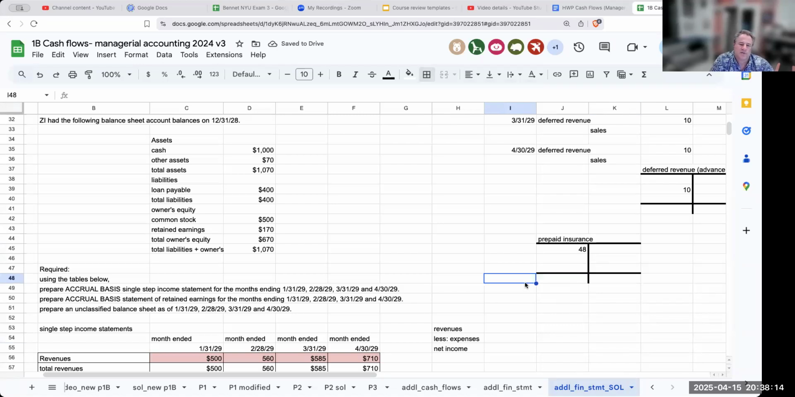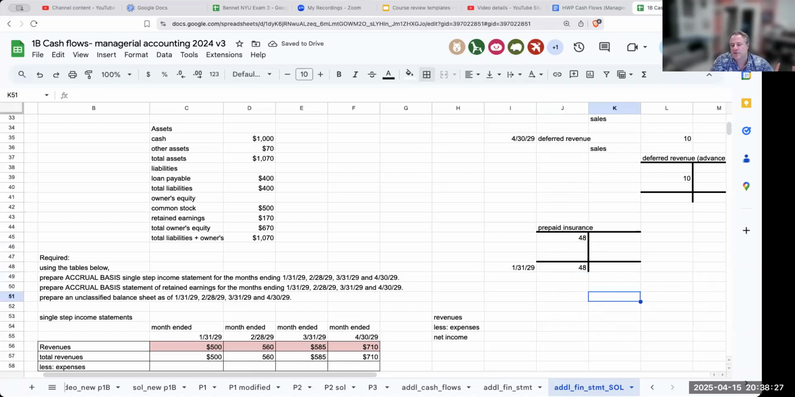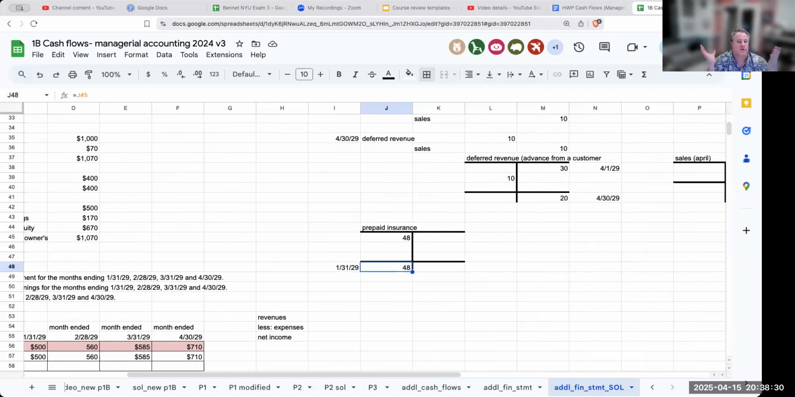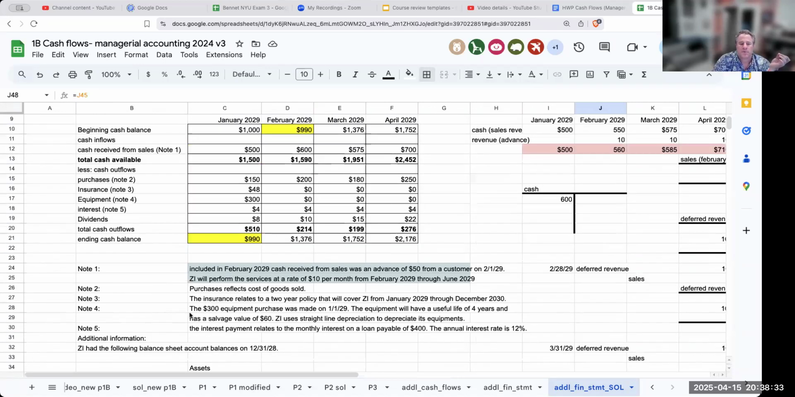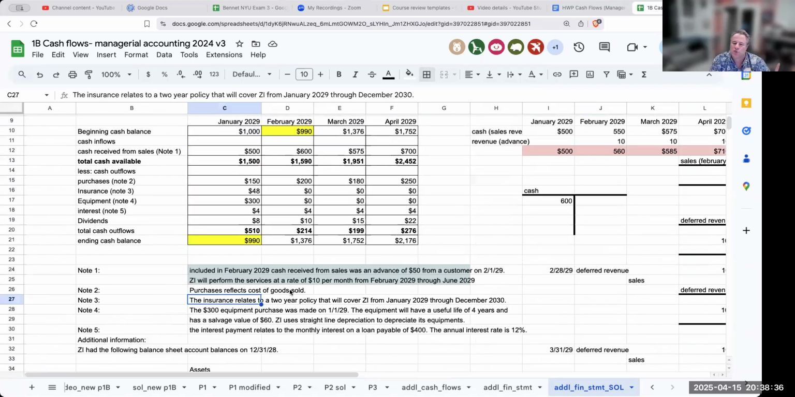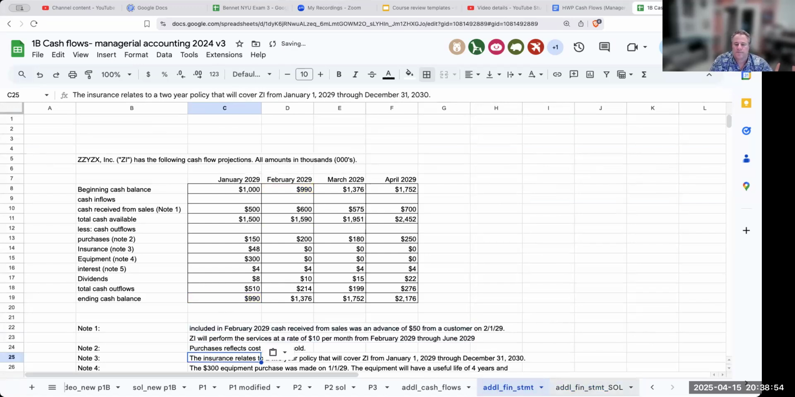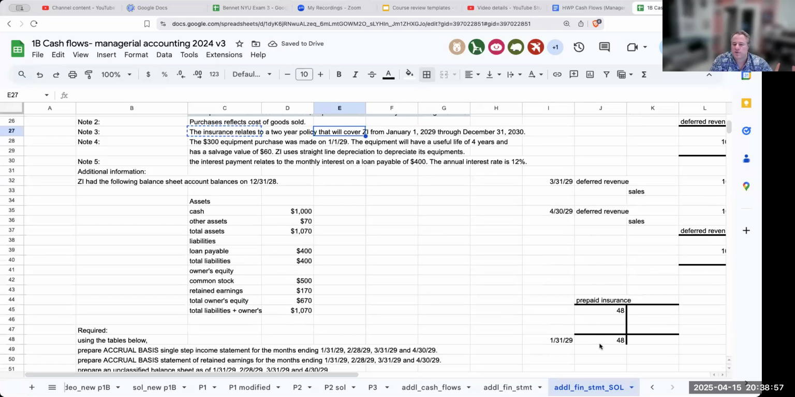Now, the key question is the balance of prepaid insurance on 1/31/29. Is it still going to be 48? And the answer is, well, no, because we've used a month of the policy. Remember right over here, it says the insurance relates to a 2-year policy that'll cover us from January 1st, 2029 through December 31st, 2030. There we go. I'm going to copy that to this part right over here. So this is a 2-year policy.